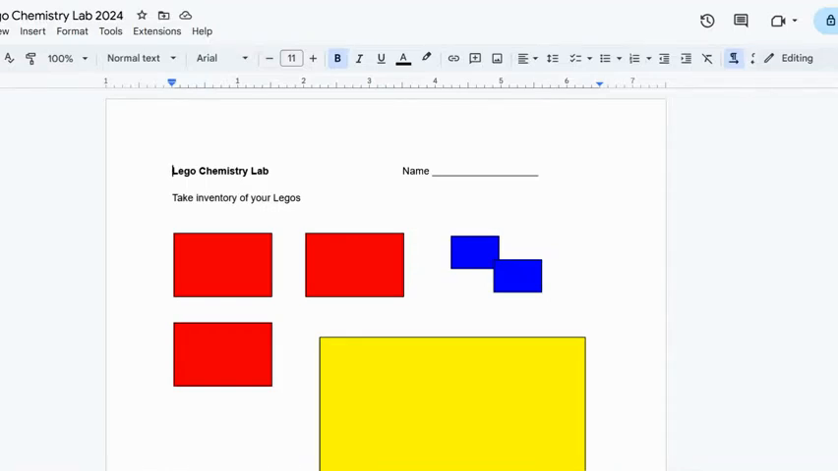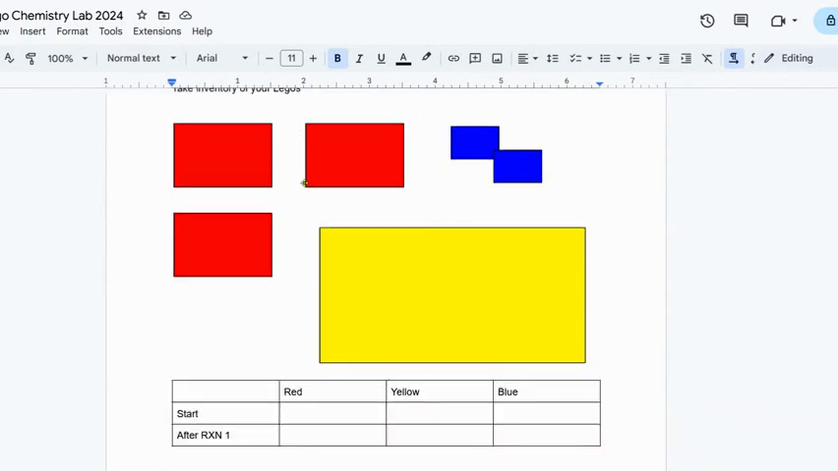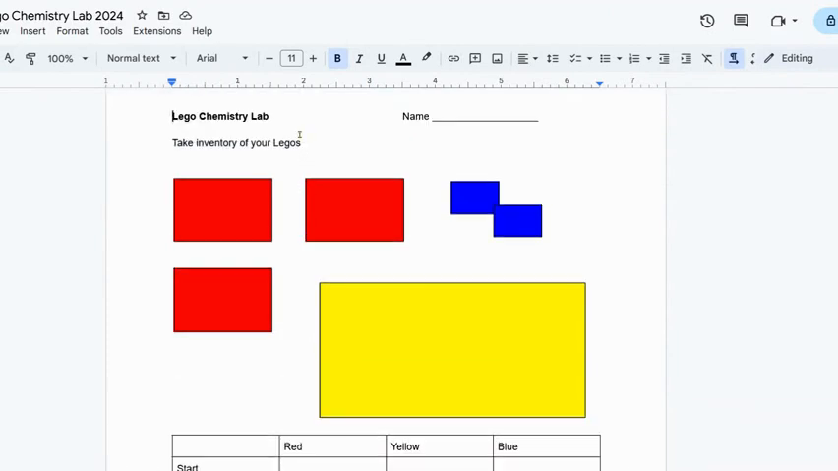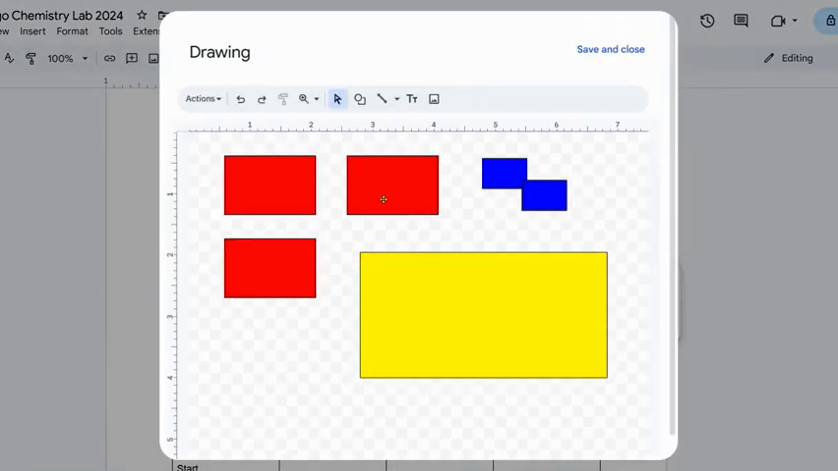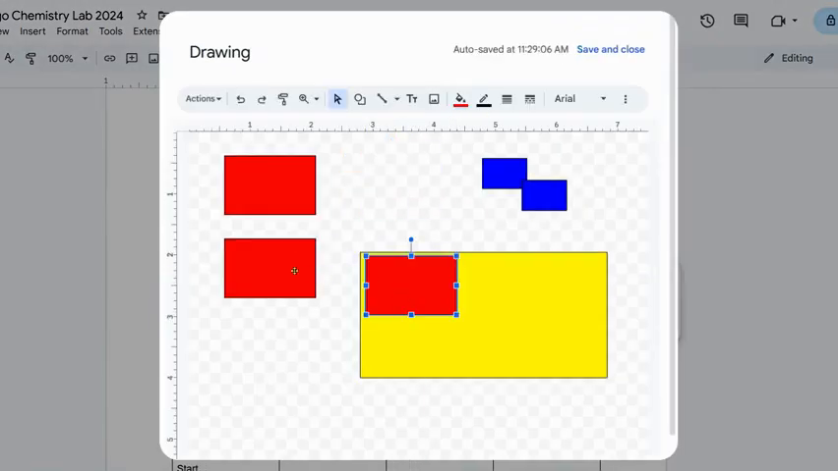All right, this is our Lego chemistry lab, and we get to go through and rearrange some atoms and take some inventory. This whole thing is designed to help you cement and really learn your understanding of the conservation of matter. So, I click right here and I'm just going to go through and make a new structure.